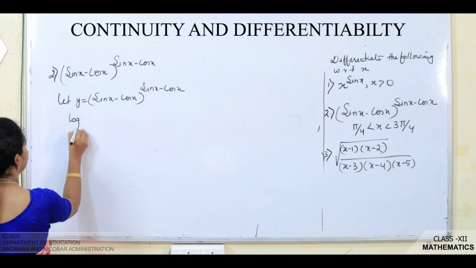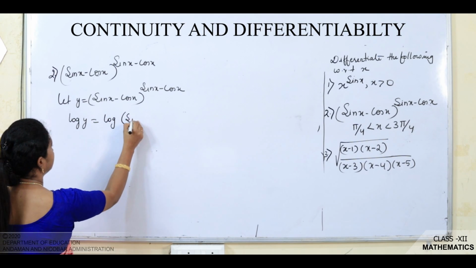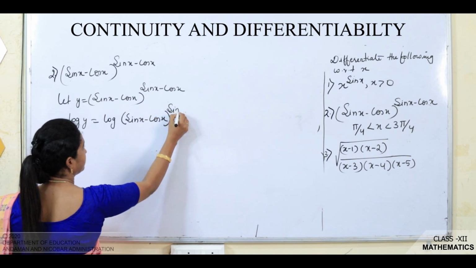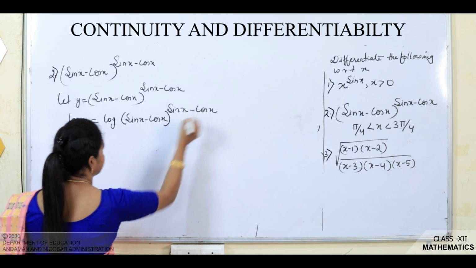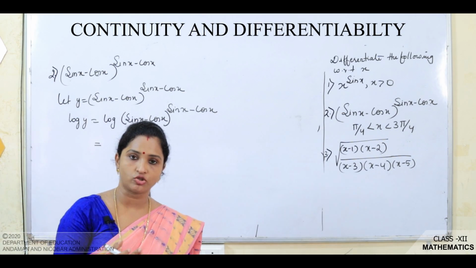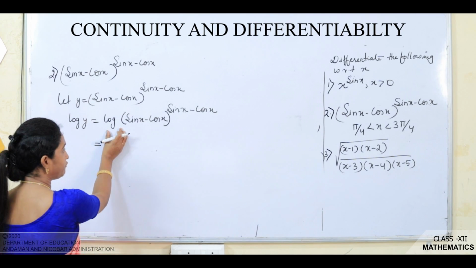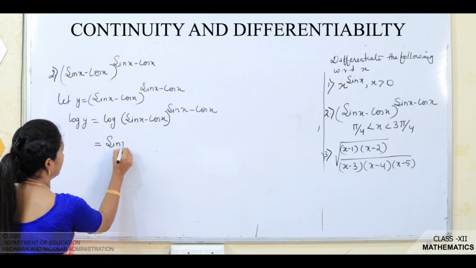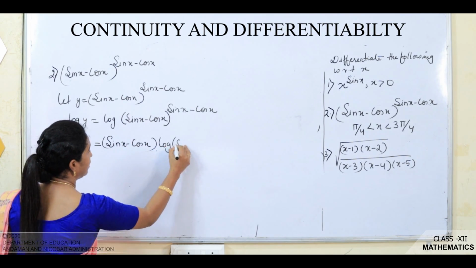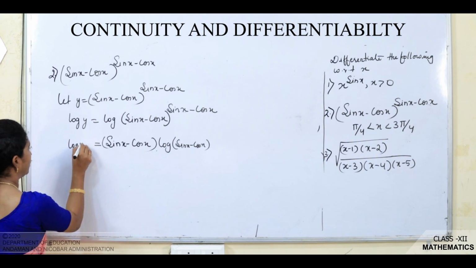So when you take log, log y is equal to log of sin x minus cos x power sin x minus cos x. Again you are going to apply which property here? X to the power m. What is log of x to the power m? m log x. The power will come in front of the logarithm. So you can write it down as sin x minus cos x log sin x minus cos x. This is your log y.